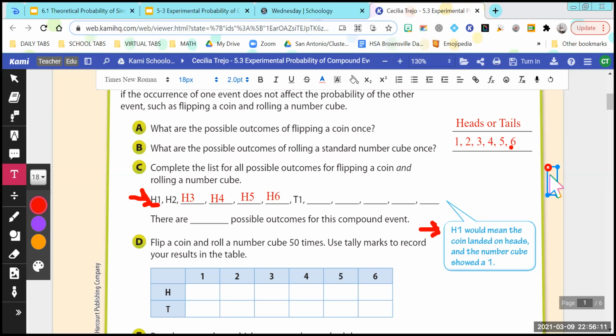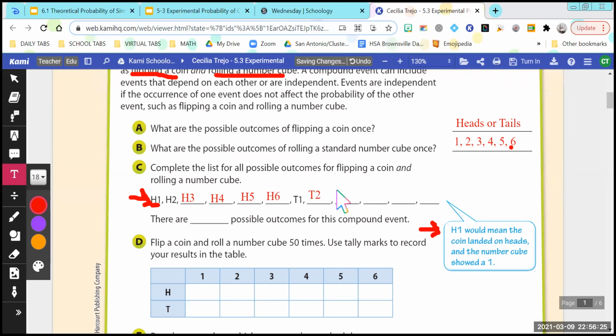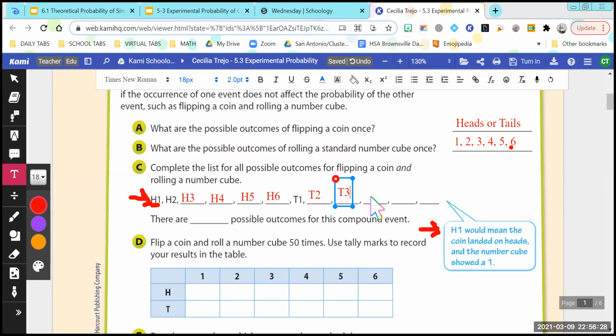So the tails, I still need to, I could essentially land on tails and a one on the number cube, and that's what that T1 means. And I could also land on tails two. We can also land on tails three. We can land on tails four. I'll try to make these even if possible. Okay. We can do tails five and tails six, right? So we have those possibilities when we are flipping the coin tails and rolling the number cube, and it goes up to six times. Right?